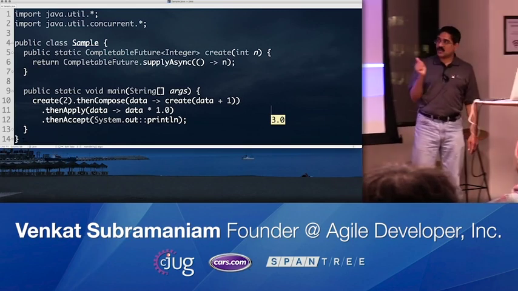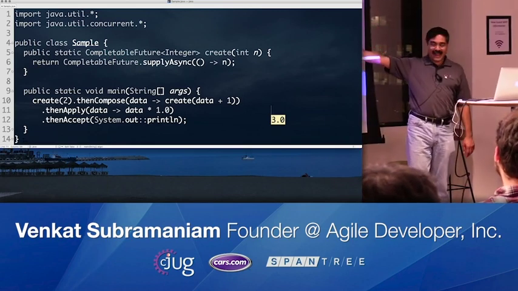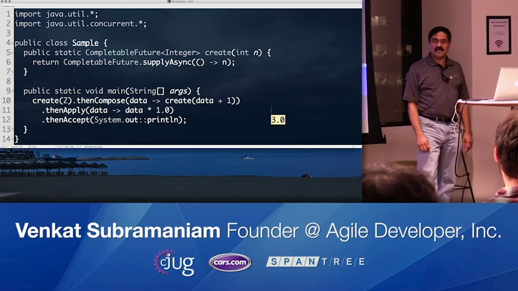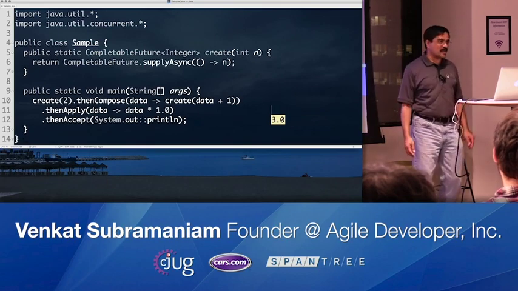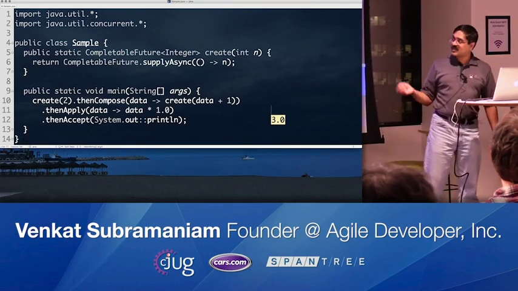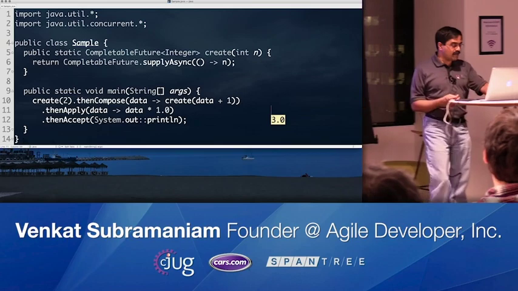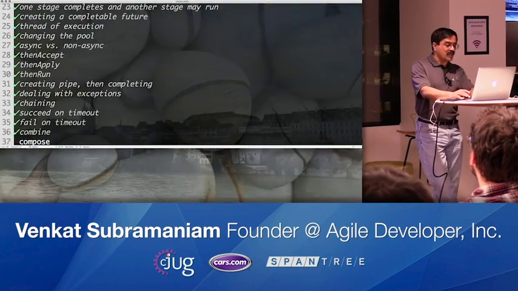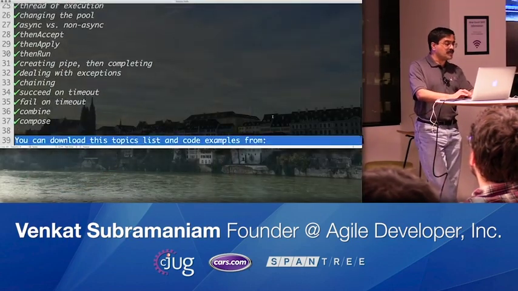Well, obviously, if I use thenApply on the top one, I cannot do data times 1.0, because times 1.0 is not an operation on a CompletableFuture, right? So that's basically the idea behind the compose method. You can see here that we use compose to perform this operation.